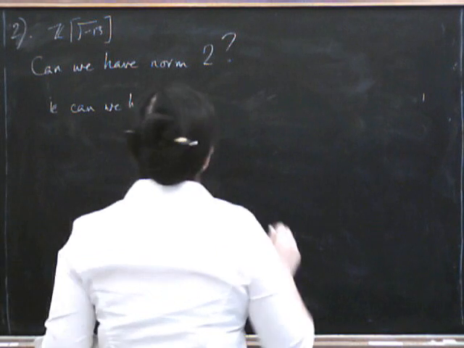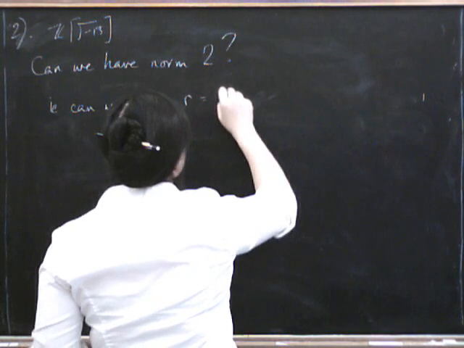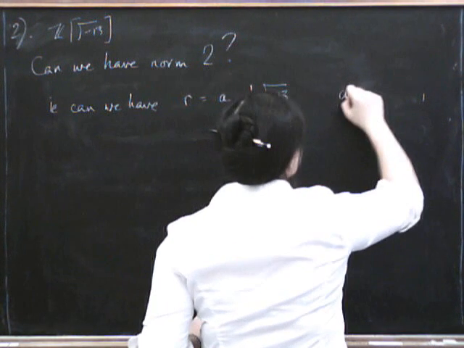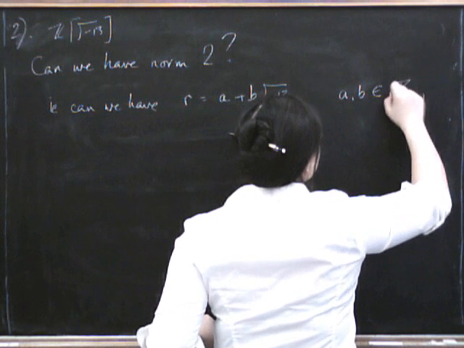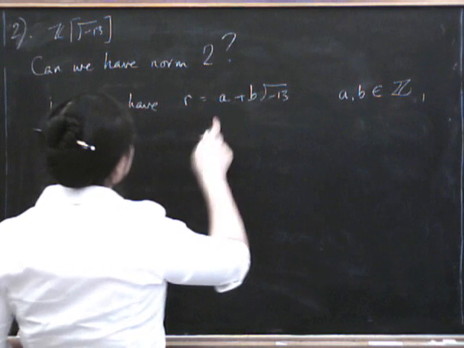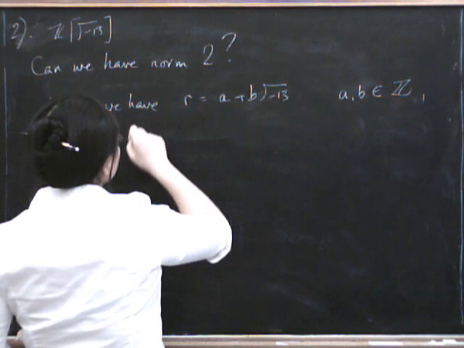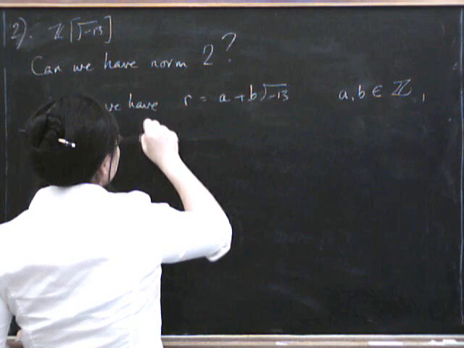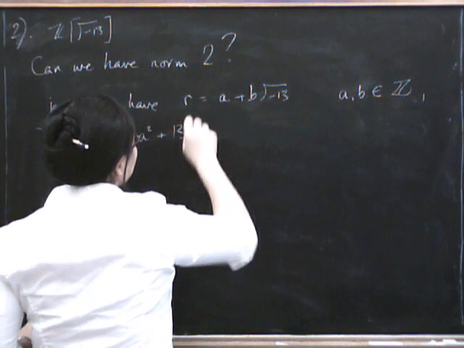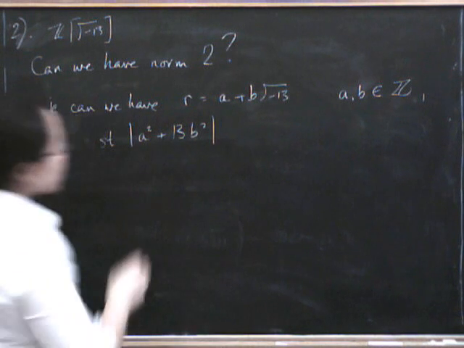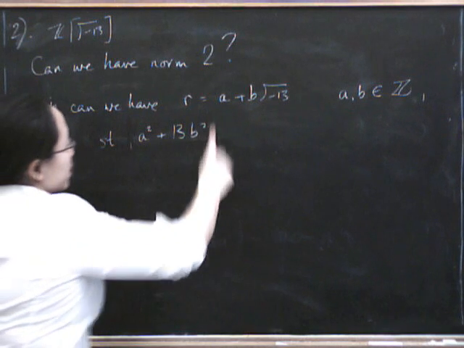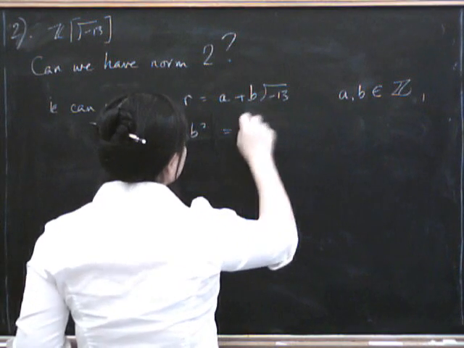i.e., can we have, so what's the norm? We've got R equals A plus B root minus 13, where importantly A and B are integers. This is what makes the entire question go. It's the fact that A and B are required to be integers. So can we have that such that the norm, well, what's the norm of this? It's the modulus of A squared plus 13B squared. But of course, this is greater than or equal to 0, and so is that. So the modulus is just it. We can remove the modulus signs. So we want that to be equal to 2.